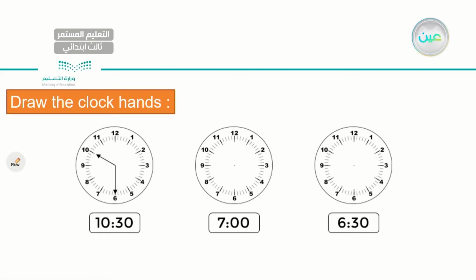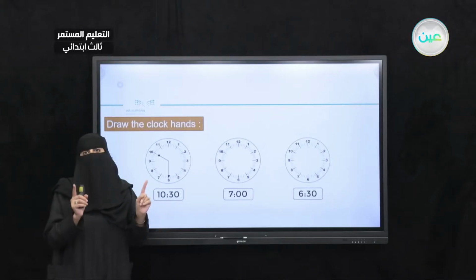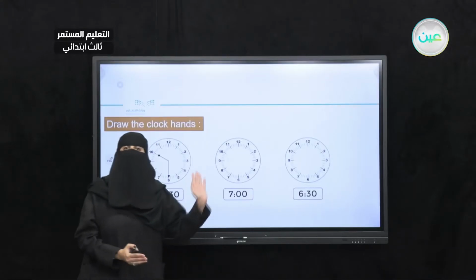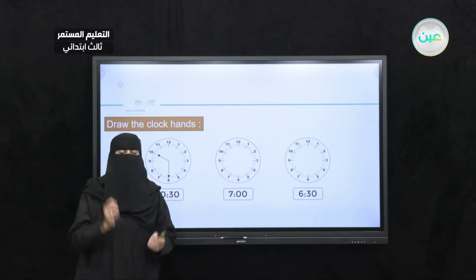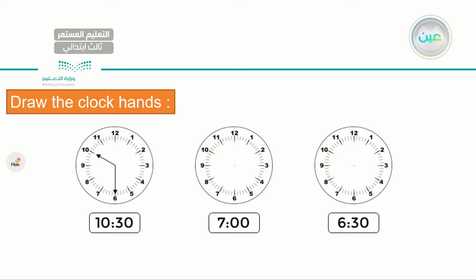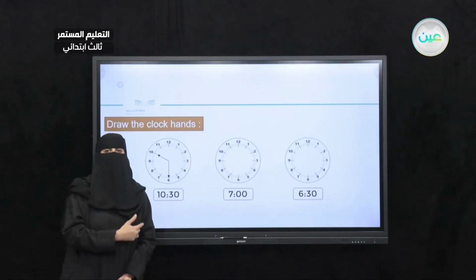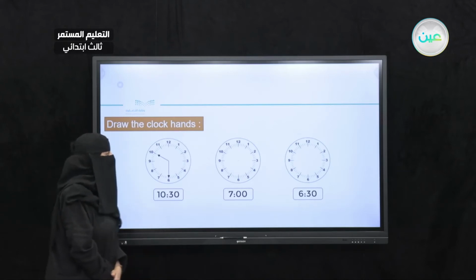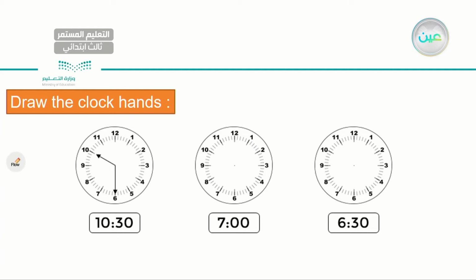Now, what I need you to do is, as you can see, for the first clock to your left, I have the hands of the clock, right? But for the one in the middle and the one right next to it, I don't have the hands. I need you to help me to draw the hands of the clock. For the first one, it is 10:30. So as you can see, I already drew the hands of the clock. But for the one in the middle, what time is it, my dear student? It is, as you can see, 7 o'clock, right?